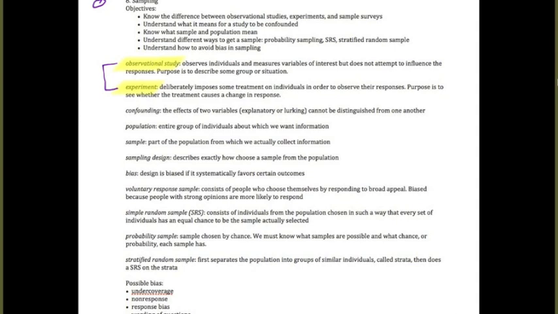A voluntary response sample is when people choose themselves to be a part of your sample. This is a horrible way to sample, but it is a very easy way to sample. Our school does this all the time. Okay? Statistically, it is a horrible thing to do, but it is an easy thing to do.